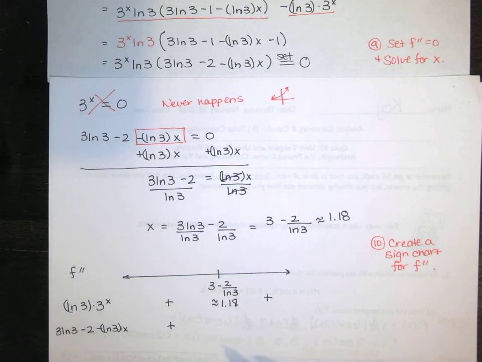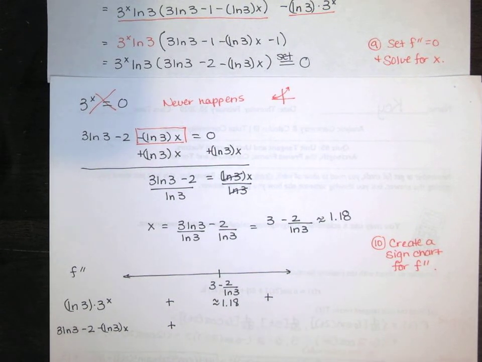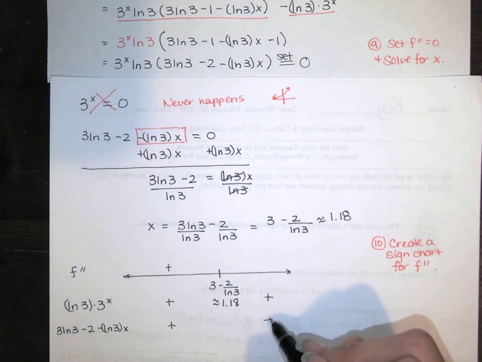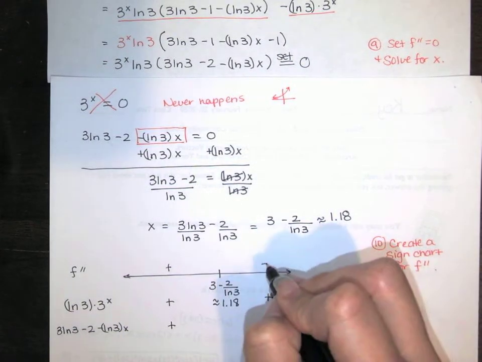And over here you can pick any test value you want. I'm going to choose x equals 3 again, because then I have 3 natural log of 3 minus 3 natural log of 3, and those cancel. So I'll just have the negative 2 that's left. So f double prime is a positive times a positive on this interval, so it's positive. And f double prime is a positive times a negative on this interval, so it's negative.